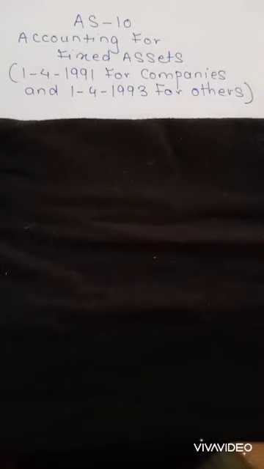Now we'll see the accounting standard 10, accounting for fixed assets. According to this standard, the cost of fixed asset should comprise the original cost and any attributable cost of bringing the asset to its working condition for its extended use. The fixed assets should be eliminated from the financial statement on disposal or when no further benefit is expected from their use.